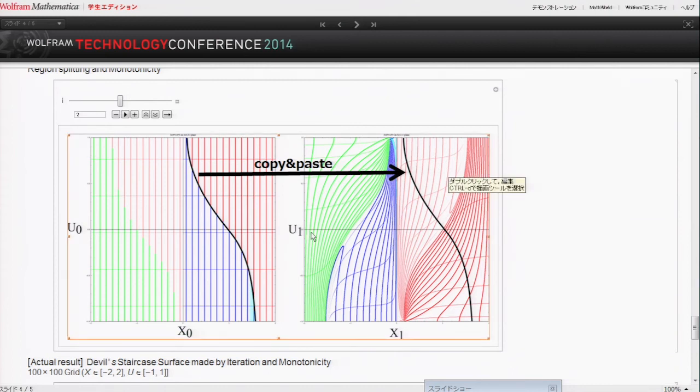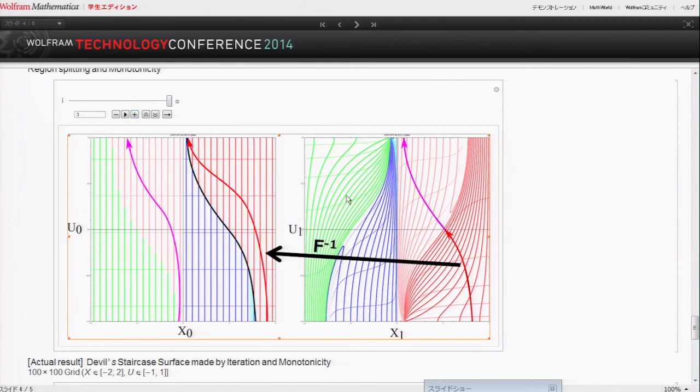So I understand this way. The sign of the x2 u2 plane. And if I apply F inverse to this curve, the result is this one. And for this region, the next of the region is plus, and this is minus. So topologically, this is plus and this is minus in the x2 u2 plane.